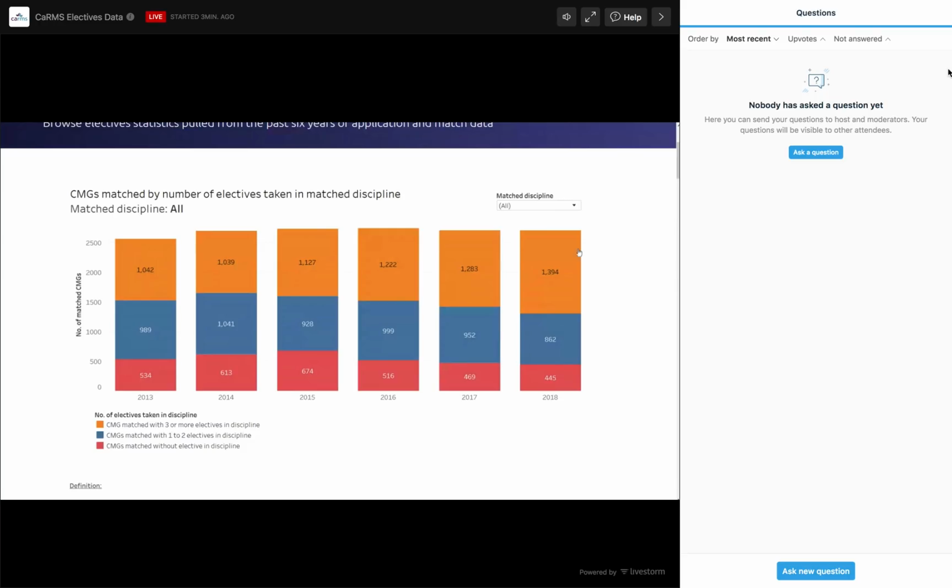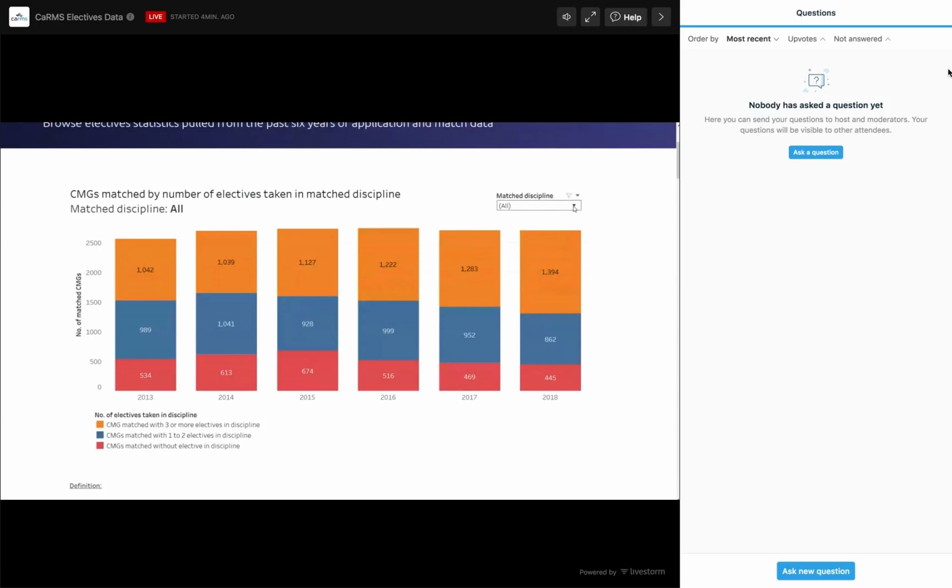You can see here, for example, in 2018, of the CMG applicants who matched, 1,394 matched with 3 or more electives in the discipline, 862 with 1 or 2 electives, and 445 without an elective in the discipline. So that's for all disciplines in the R1 match.